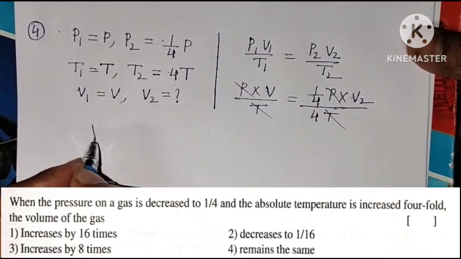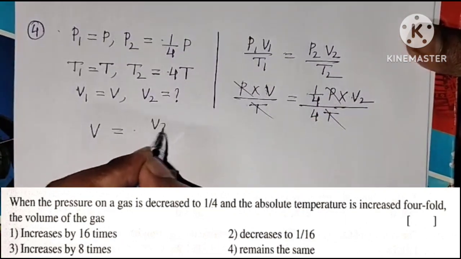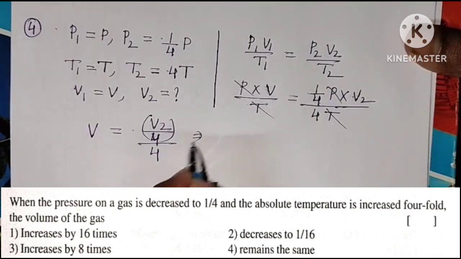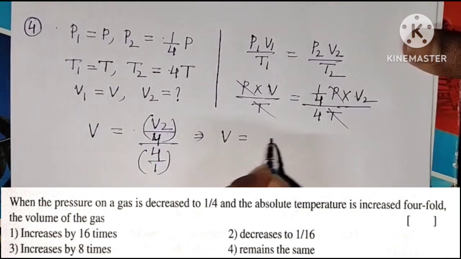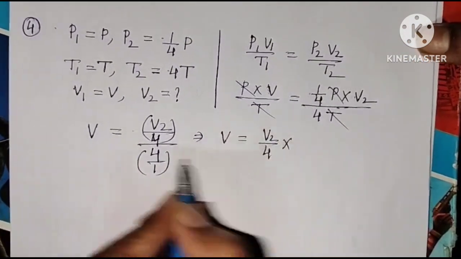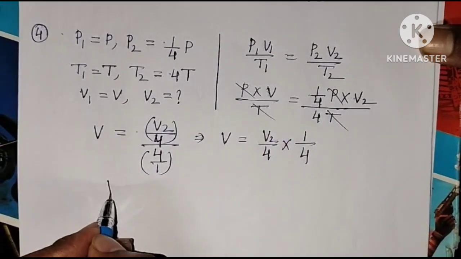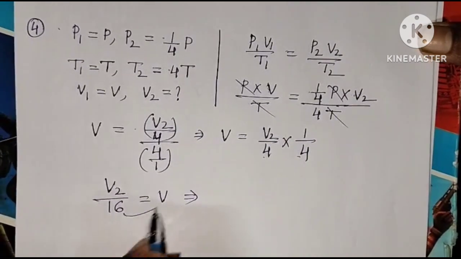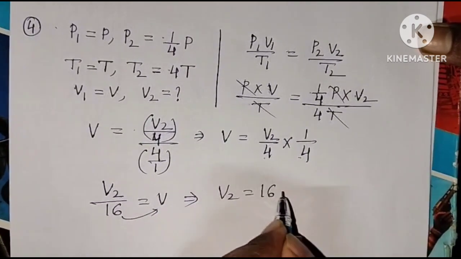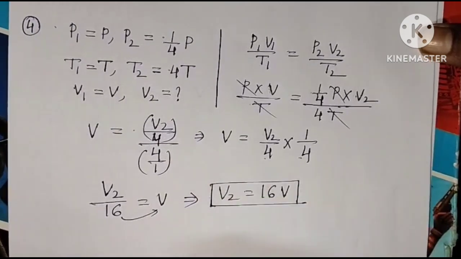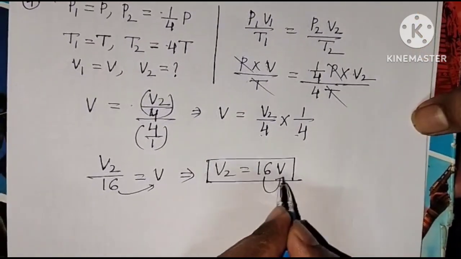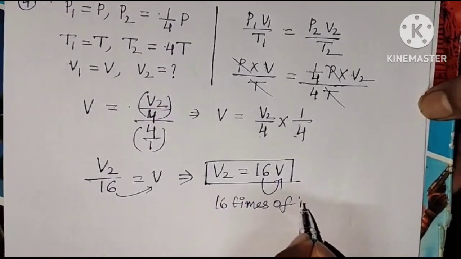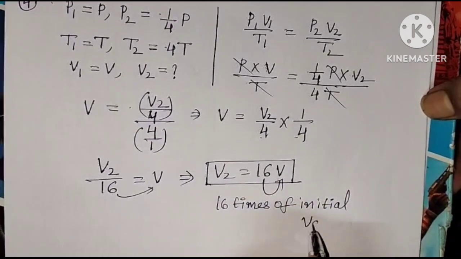So now V is equal to 1 into V2 by 4, whole divided by 4, or we can write 4 by 1. Now V is equal to V2 by 4 into the reciprocal of 4 by 1 by 4. Now V2 by 4 into 4, 16 is equal to V. Now transpose 16. V2 is equal to 16 times V. So therefore the final volume is 16 times the initial or original volume. This is the final answer.